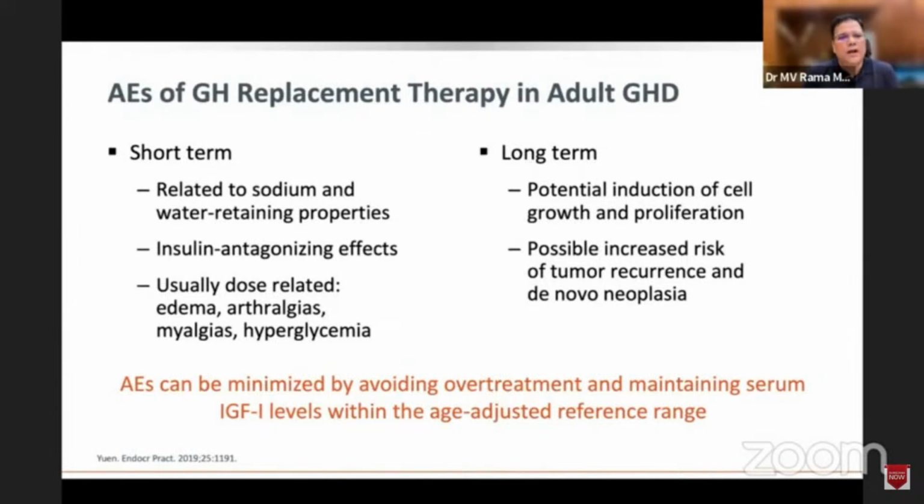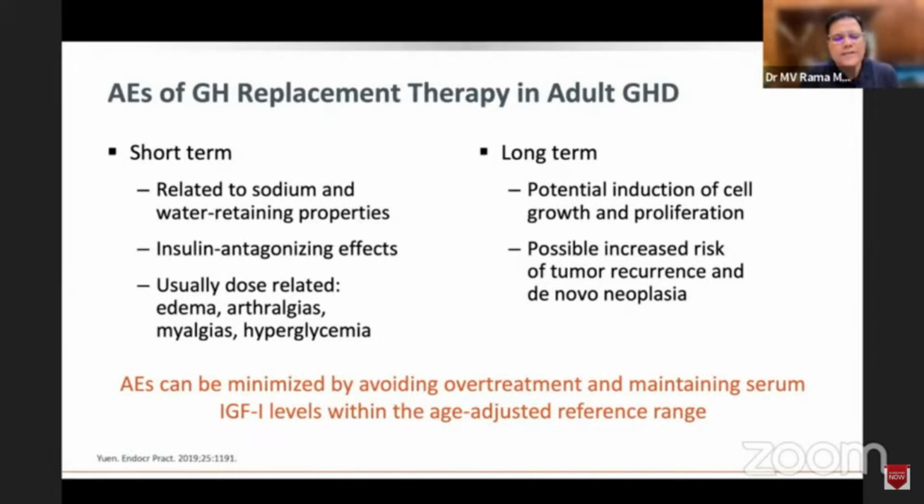The short term are electrolyte imbalances, then you have insulin antagonism effects leading to hyperglycemia and worsening of diabetes. Then you have edema, arthralgias, carpal tunnel syndrome, myalgias, and hyperglycemia. As I told you, long term, there is a potential risk of induction of cell growth and proliferation, and increased risk of tumor recurrence or de novo neoplasia. But the studies have shown that there is no risk of malignancy with use of growth hormone in the long term also.